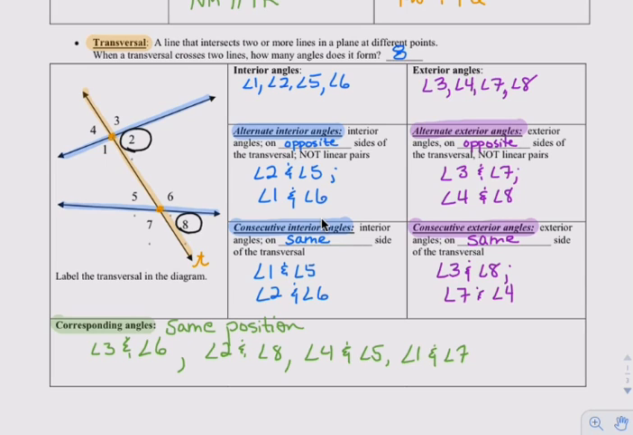Now notice that with corresponding, you'll have one interior and one exterior every time, but you have to make sure they're in the right position. Okay, so they aren't both interior, they are not both exterior, there will be one interior and one exterior. And again, they need to be sort of in the same position in the diagram.